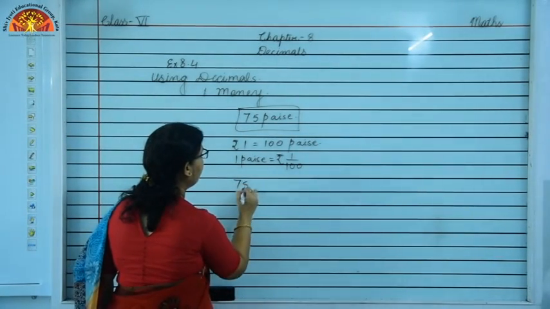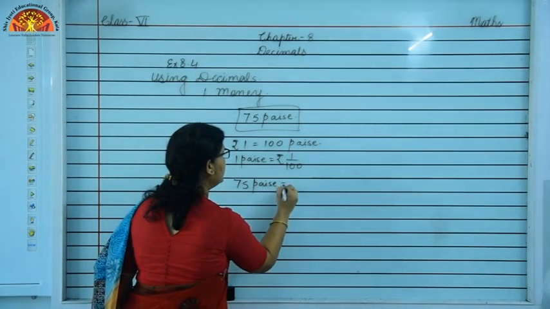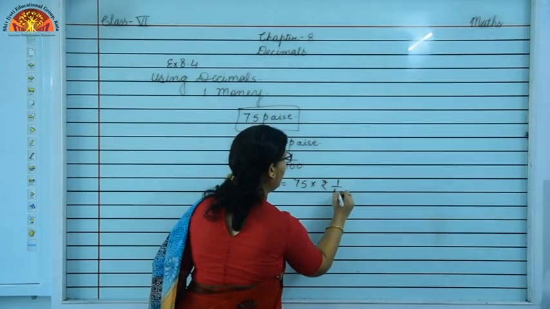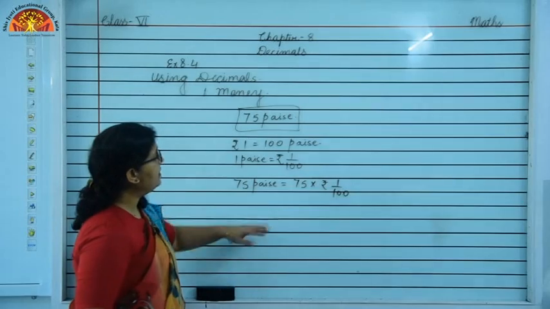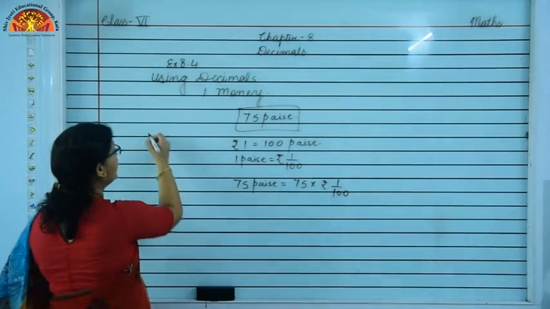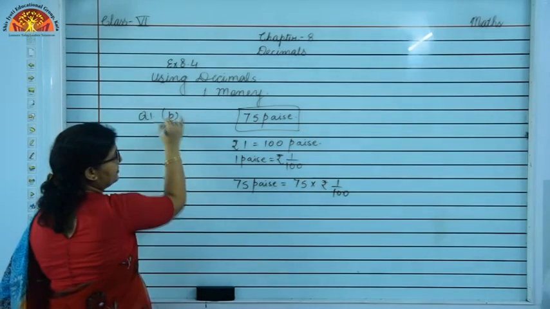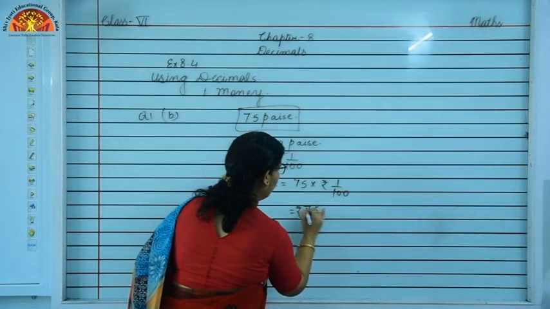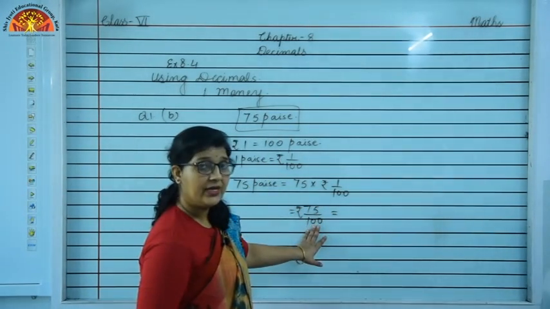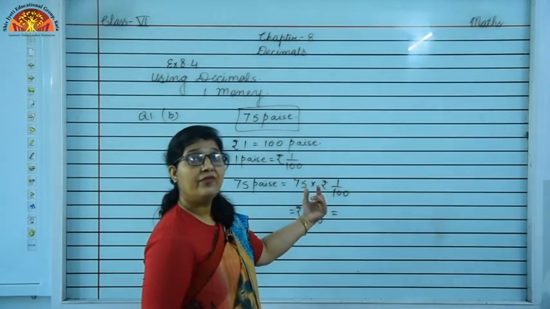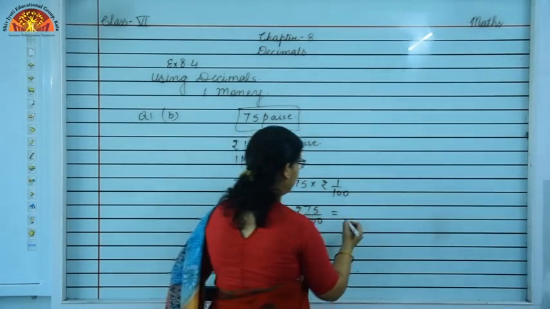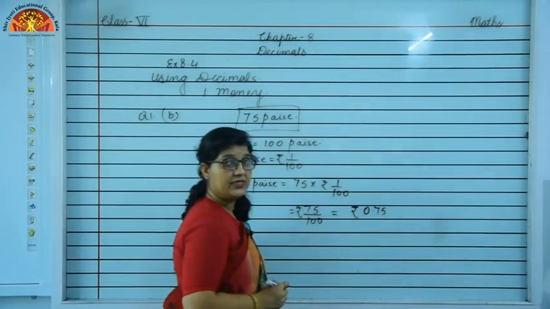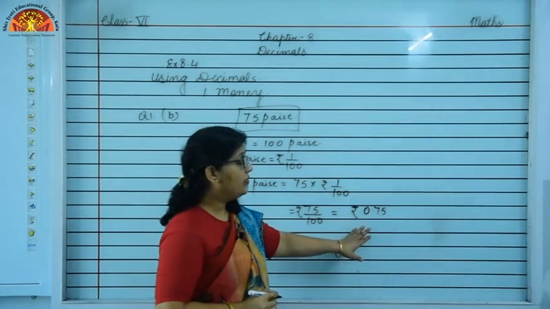So 75 paise is equal to 75 multiplied by rupee 1 upon 100. Now multiply both the numbers. 75 upon 100. Because we have two zeros here, we put the decimal from the right side after 2 digits. So this is 0.75 rupees. Understood how we convert into rupees?